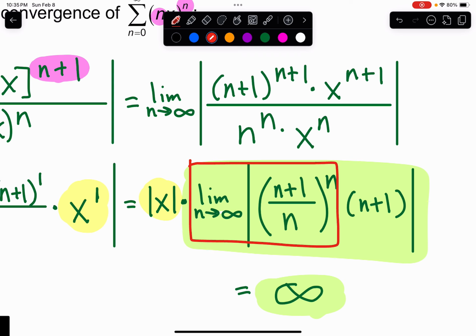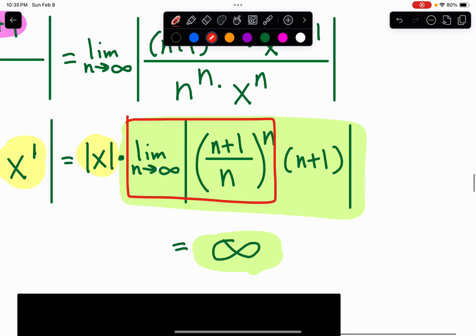Let me just highlight this part here. Just the limit of that, I believe, is e. Someone should correct me if I'm wrong, but I believe that is e. But it doesn't matter because n is going to infinity, and so this whole thing is going to infinity.